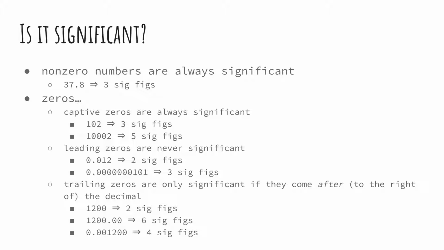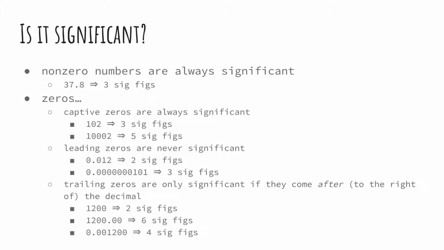Zeros are where things get complicated. There are 3 kinds of zeros in a measurement. They can be captive zeros, leading zeros, or trailing zeros. A captive zero is a zero in the middle of a number. It's been caught between 2 significant figures. So 102, 1 and 2, those are non-zero numbers. They are significant. The 0 is caught between them. It's caught between sig figs, so it is itself also significant.